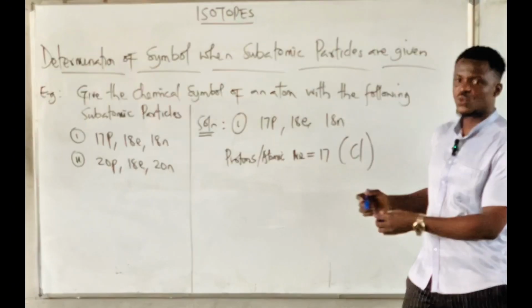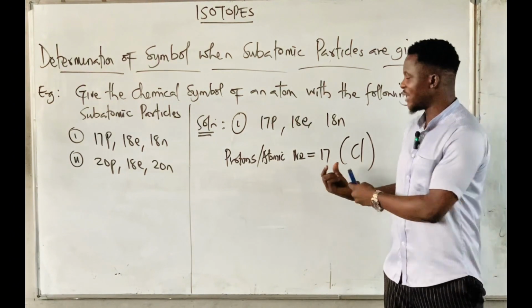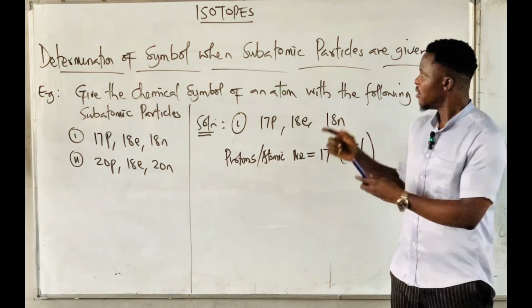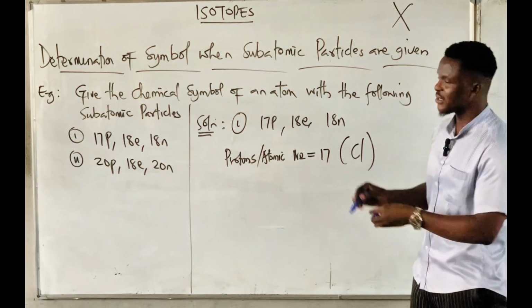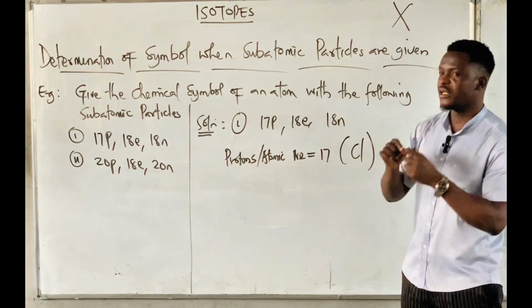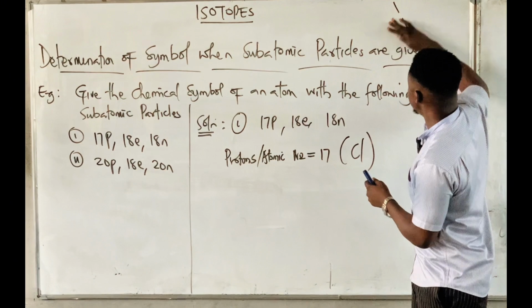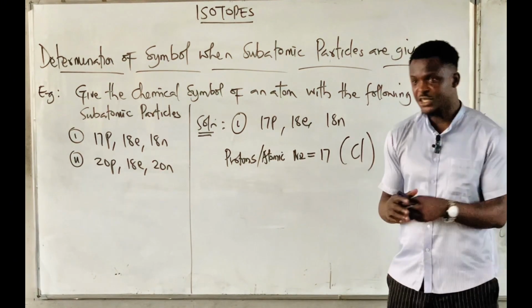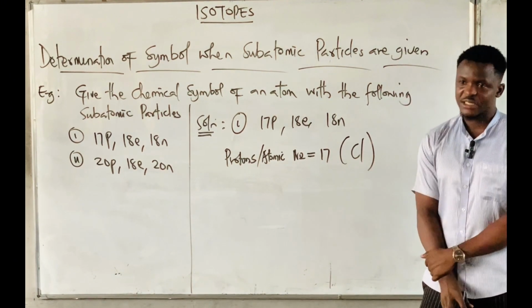Now, what if in a case where you do not know the atom that has such atomic number, you use X as the general symbol? If you don't really know the atom in question, use X. If you know the atom in question, use the atom. So since 17 is within our reach, that's why we know it is chlorine.